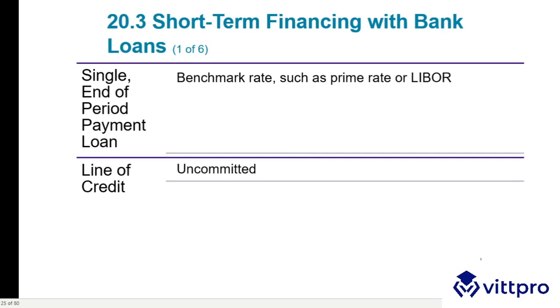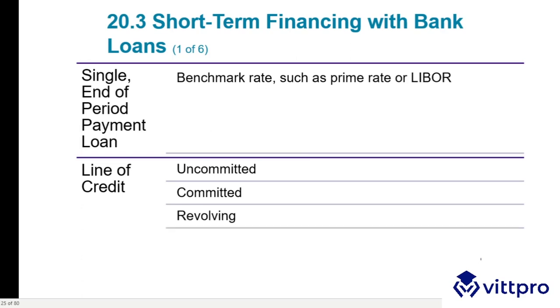A line of credit also has two types. Uncommitted means you are telling the bank, if I need, I will take; if I don't need, I will not take. Then there is committed, meaning you are assuring the bank that you will use this line of credit. Committed, you have to take that loan. You don't have a choice. If you don't take it, the bank will charge you the interest.